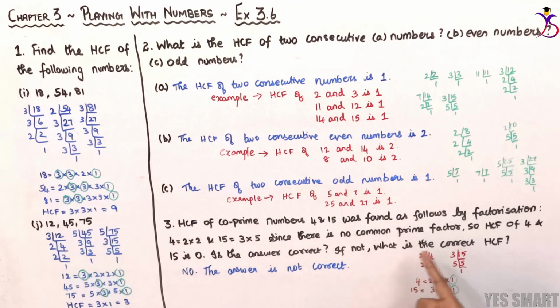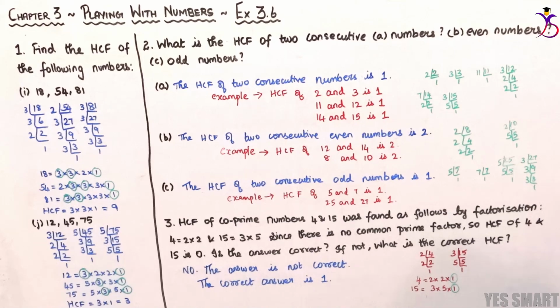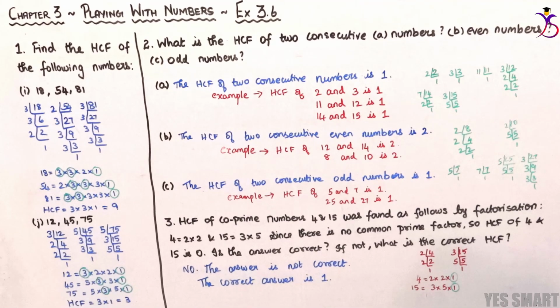They are also asking us the correct HCF. Therefore, the correct answer is 1. As I have already told you, for any two numbers, though none of the other factors match, the factor 1 matches. So at least we will have the HCF to be 1. Hence, with this, we have completed this exercise.